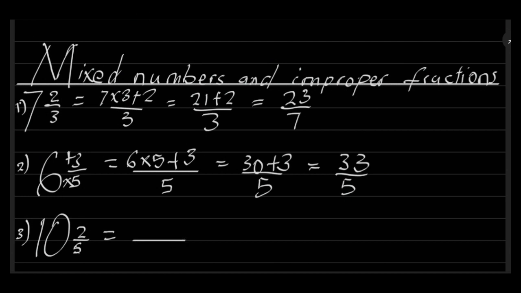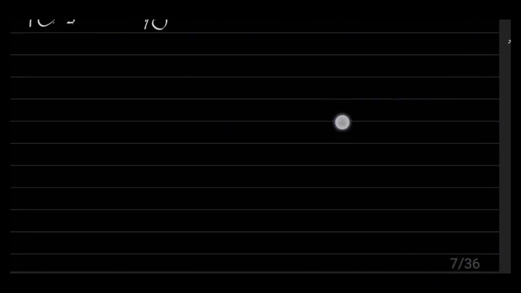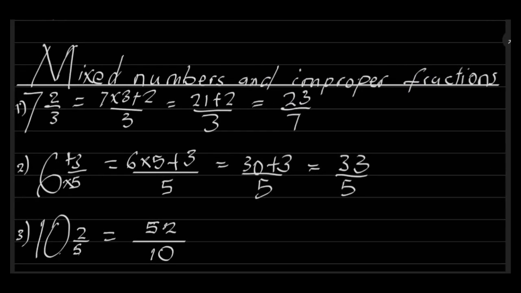5 times 10 is 50. 50 plus 2, that will give us 52. So 52 over 10. So basically that is how it goes. Now let's see how we can change these back to the mixed fraction. First, you ask yourself the number of times the denominator can cancel out the numerator. If you get a decimal, you ignore the decimal.